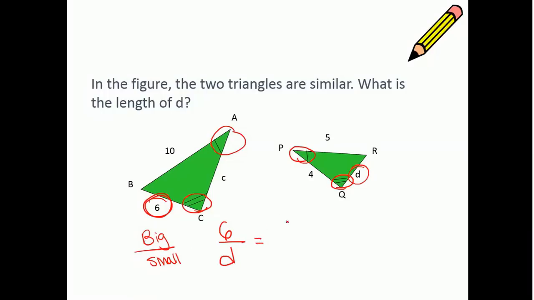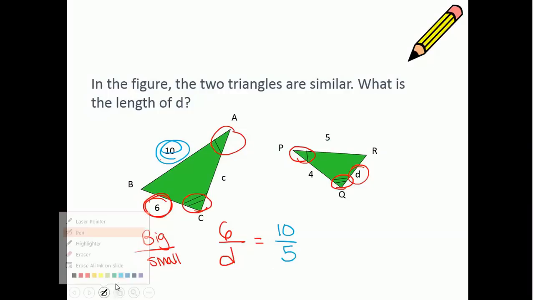Now, I need to find another proportion, right? Well, I can't use this side because that's C. So let's use this long side between B and A. So I'm going to use a different color here. Right here, I'm going to use 10. Now, what side on this triangle relates? Well, it looks like it's just the side right after the 6. So D was 6, so 5, right? So I got big over small. So 10 over 5.